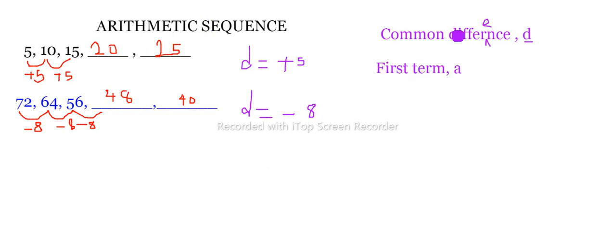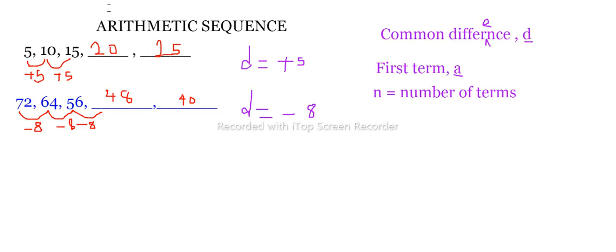So we use A to denote the first term of a sequence, and D to denote the common difference. Then we also have another symbol we use, which we call N. N is the number of terms you have in this sequence. D is the common difference, which is the number that we keep adding, either the positive or the negative number. A is the first term, and N is the number of terms.